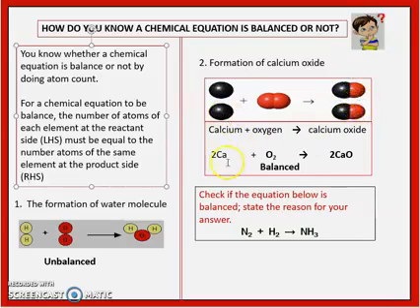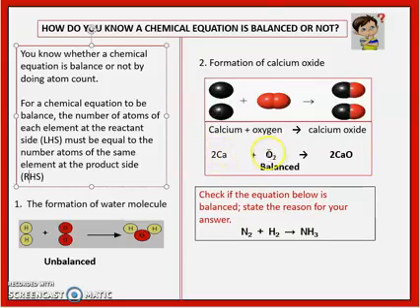So 2 atoms of calcium reacting with an oxygen molecule gives us 2 molecules of calcium oxide. If you look at this, we have 2 atoms here.